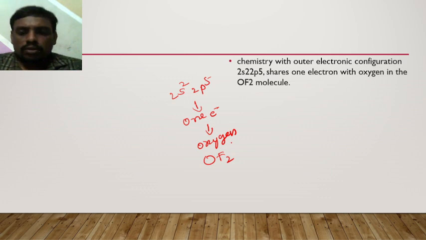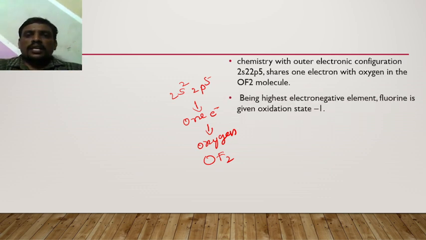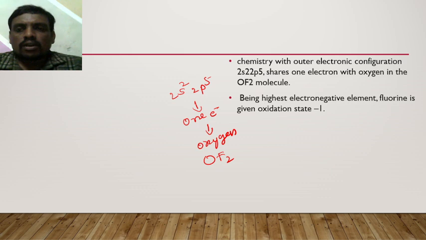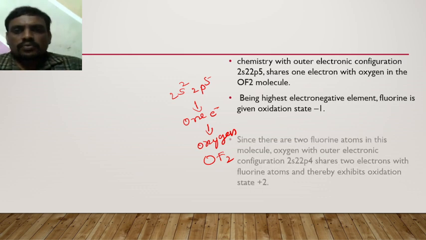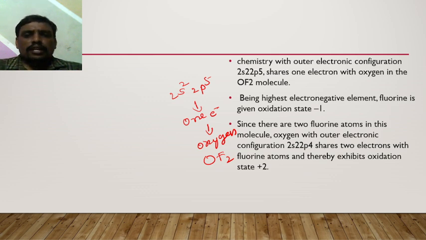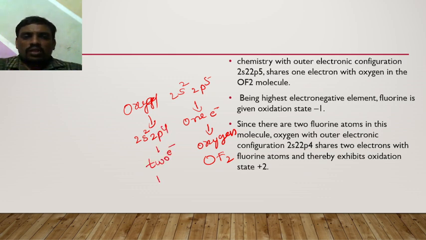It shares one electron with oxygen in the OF2 molecule. Being the most electronegative element, fluorine is given oxidation state -1, and since there are two fluorine atoms in this molecule, oxygen with outermost electronic configuration 2s2 2p4 shares 2 electrons with fluorine atoms and thereby exhibits oxidation state +2.